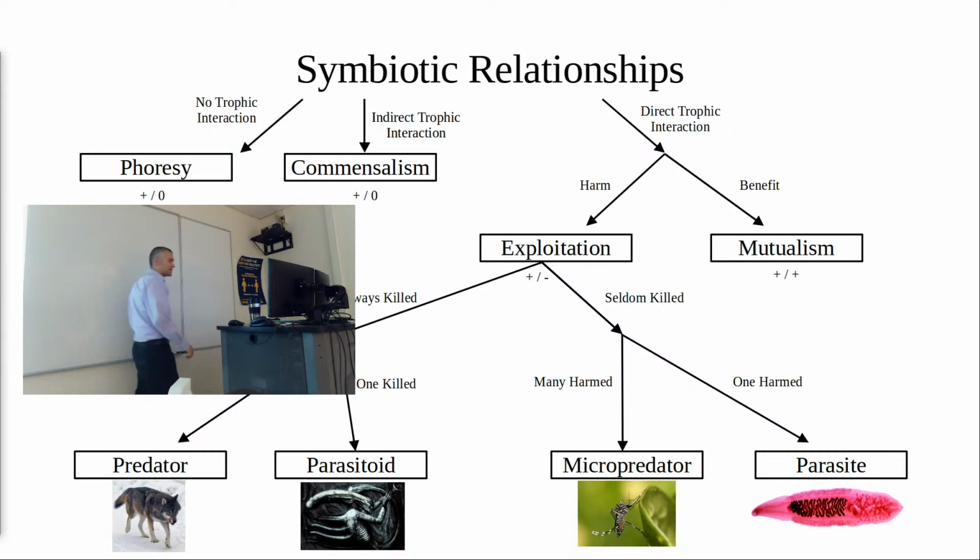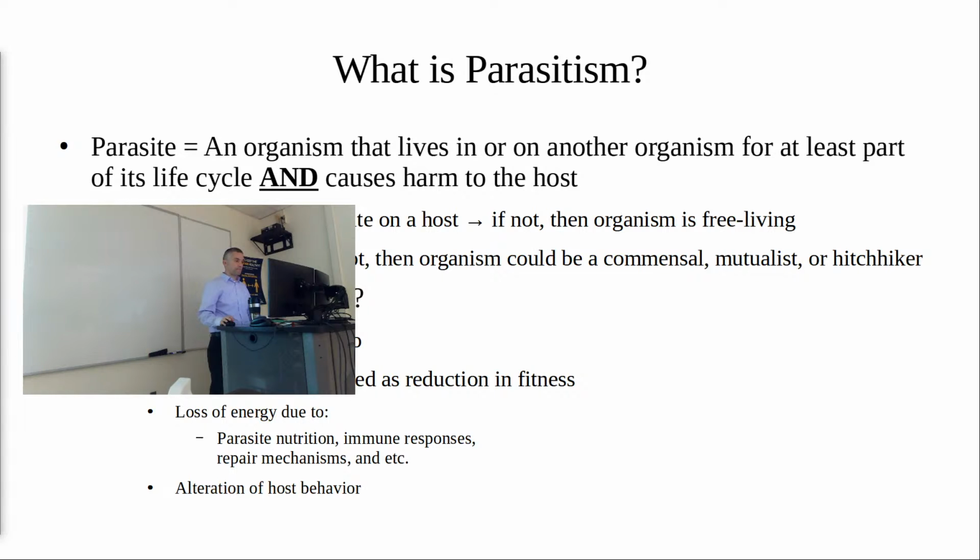If only one is harmed, that's our parasite. Why? Because the parasite is going to get in, that one individual is going to get in that host, and it's going to stay there for its lifespan. Now, its life history stages can get out, so its offspring can get out and then go reproduce, get into new hosts, but that adult gets in one host and it's going to stay there. All right, so our parasite exploitation, it's going to seldom kill a host, and only one individual is going to be harmed by it.